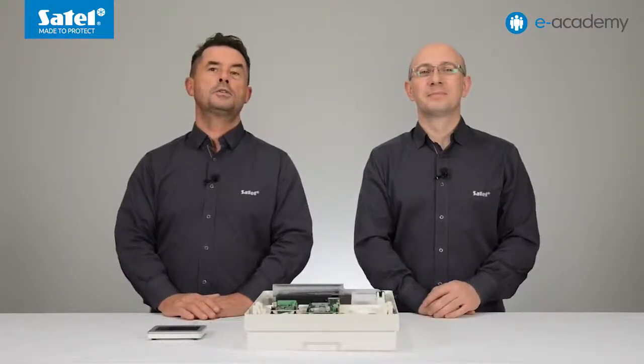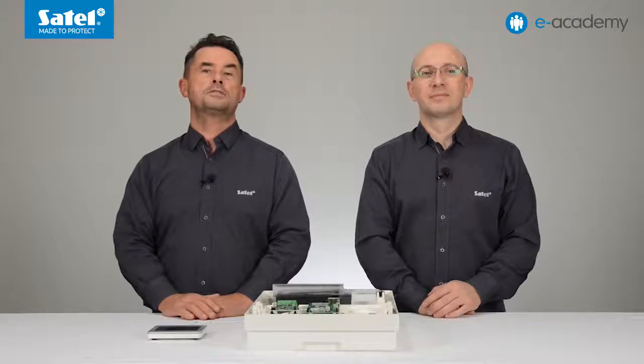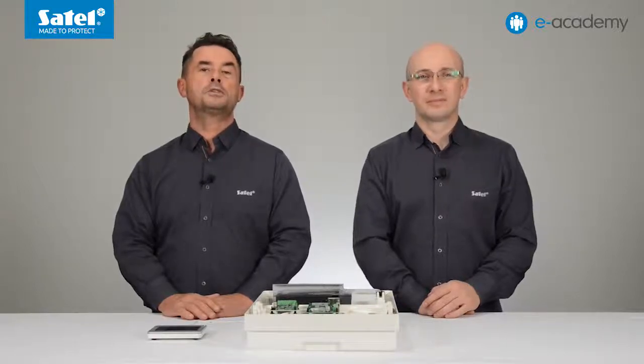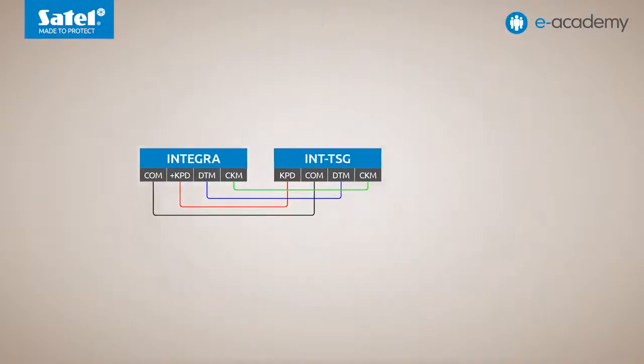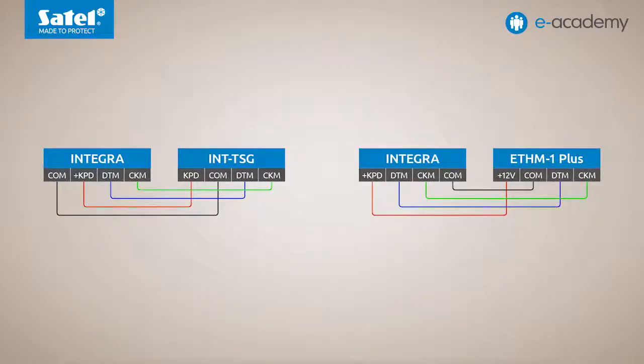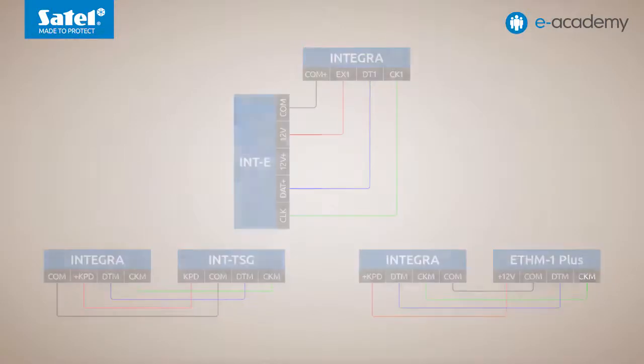Now let's go back to our system. Today all actions will be presented based on the physical devices for which we set the addresses in the previous episode. The INT-TSG keypad and the ETH-M1 Plus module have been connected to the keypad bus, whereas the INT-E expander has been connected to the first expander bus. First, devices connected to the keypad bus must be identified.